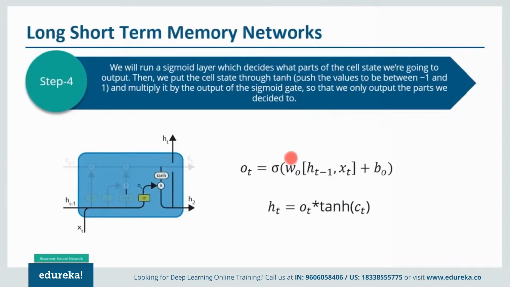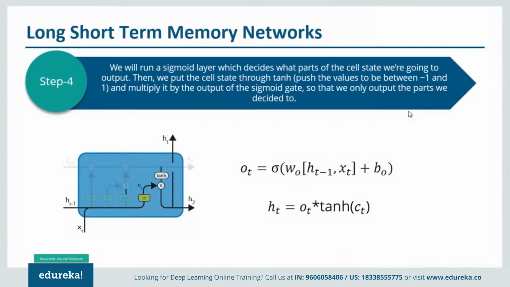Alright, now I'll take the example of that language model again. Since it just saw a subject, it might want to output information relevant to a verb, in case that's what is coming next. For example, it might output whether the subject is singular or plural, so that we know what form a verb should be conjugated into. Alright, and you can see from the equations as well. Again, we have a sigmoid function. Then whatever output we get from there, we multiply it with tanh to get the new output.